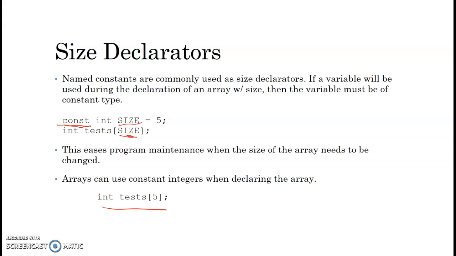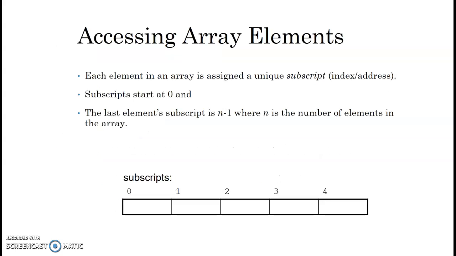Now, none of these are stored with values in them at this time. So, accessing array elements: each element in an array is assigned a unique subscript. We used the vocabulary of an index or an address. I will use all 3 words interchangeably, but a subscript would be the same reference as an index or an address. Remember, an element is the actual piece stored inside of the array. So here we can see our array tests. It's of size 5.